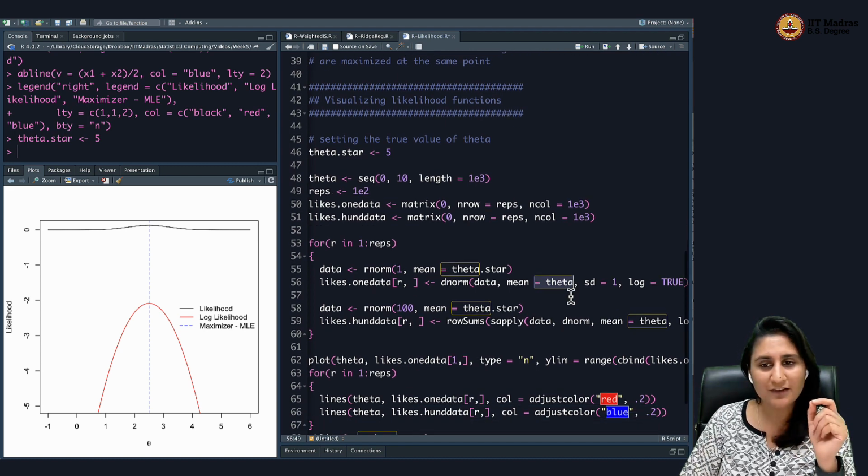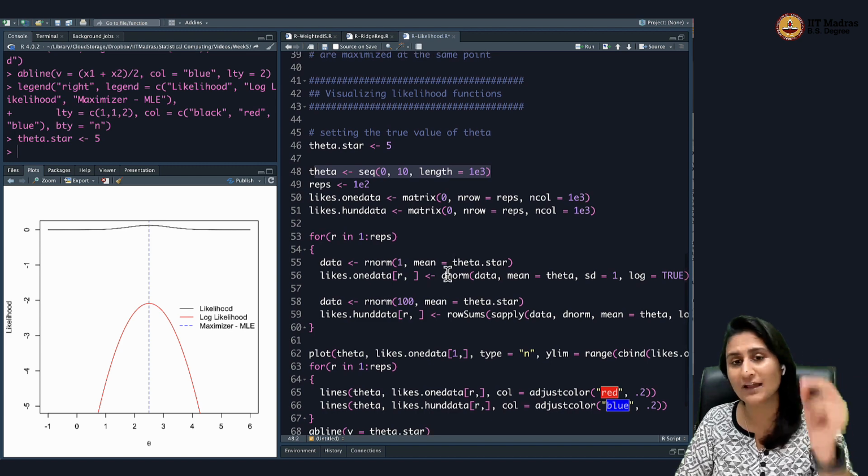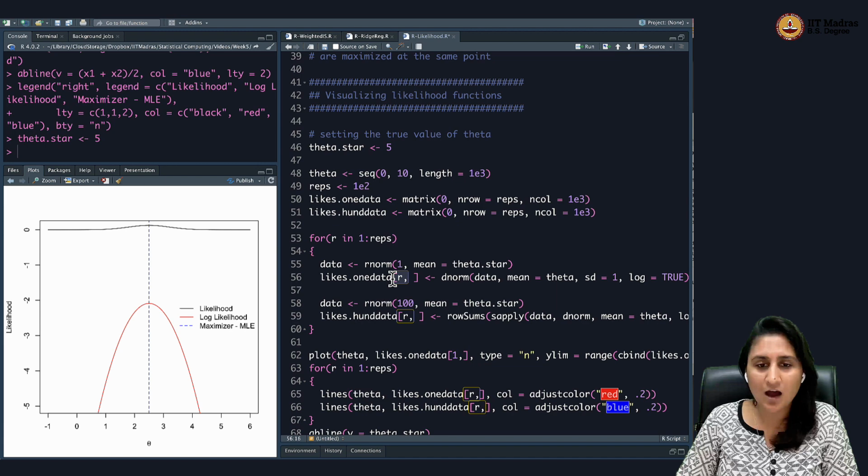But I will get a vector of values. For each value of theta, there will be a corresponding likelihood or log likelihood value. And the whole vector of values will be stored in the rth replication in likes.1 data.